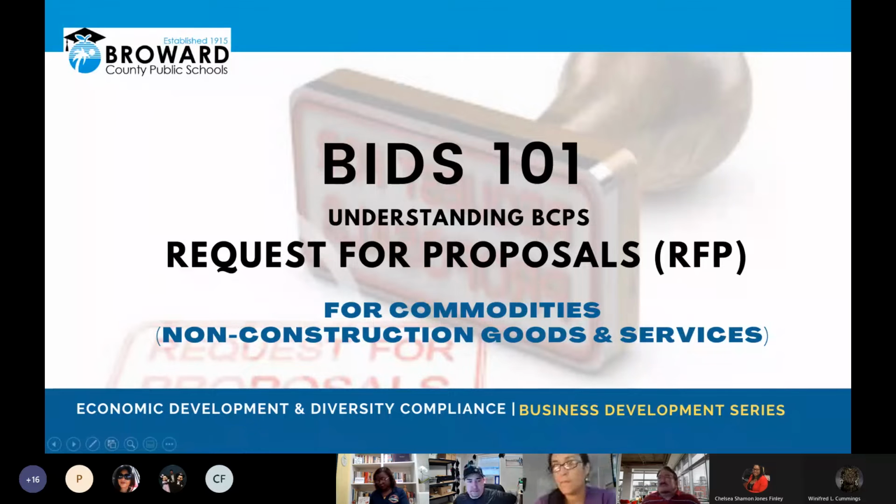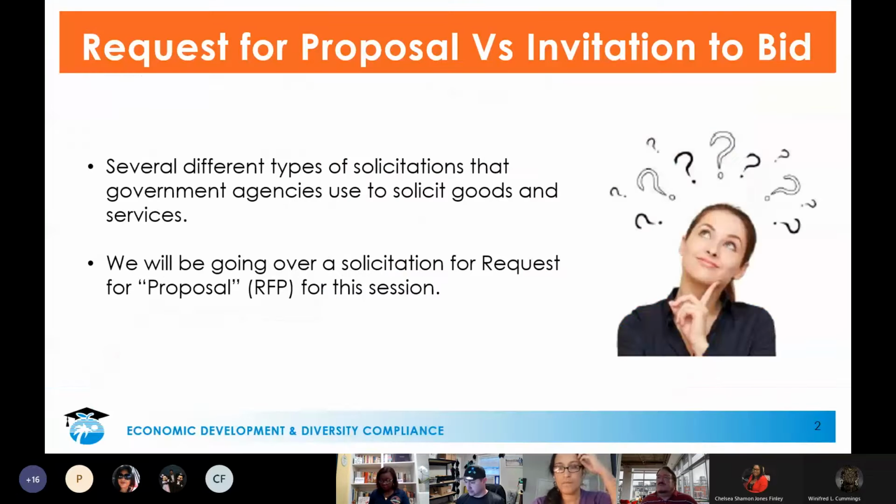This session is called BIDS 101 and understanding what is called the request for proposal, or better known as RFP. Now, requests for proposals can be either service, most likely service and goods, or just services. So you can purchase some equipment or hardware or whatever under an RFP if that's permissible. Now, there are several different types of solicitations that government agencies use to solicit goods and services. And we will be going over a solicitation for requests for proposal for this session.